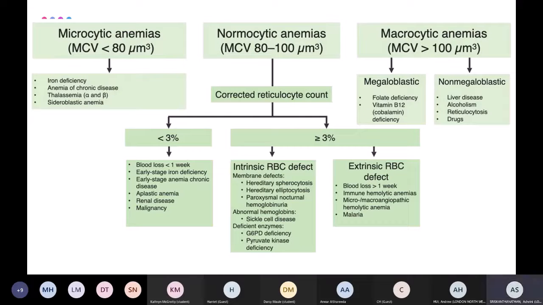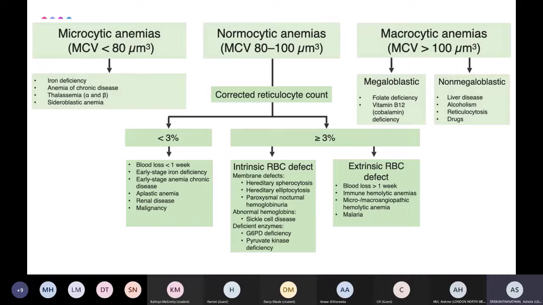And then I put this diagram I got online, which just divides up the 3 different types of anemia. So your microcytic, your normocytic, and your macrocytic. So common microcytic anemias are your iron deficiency, which could be of chronic disease or just having an iron deficient diet. Your thalassemias, and you can get sideroblastic anemia, which we'll be going through in a bit.